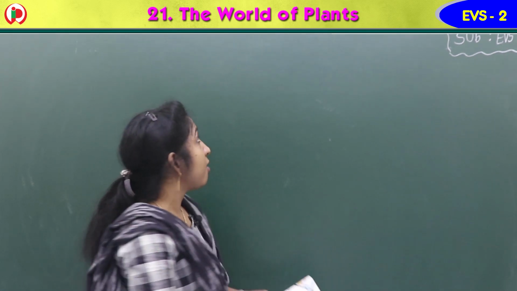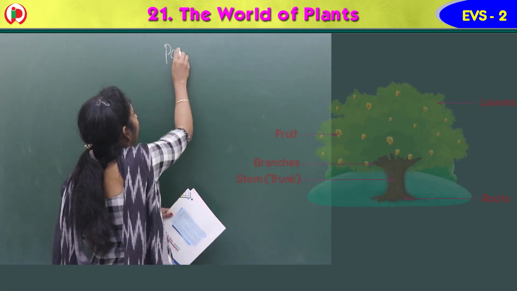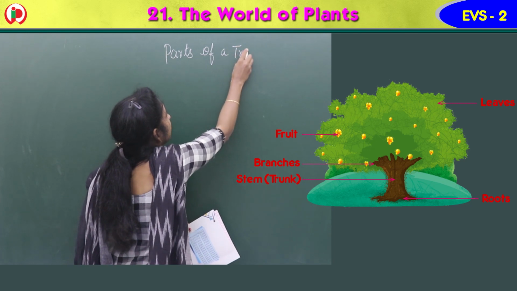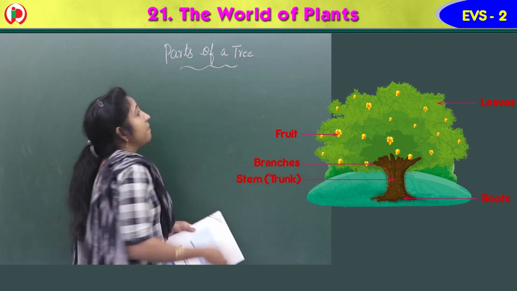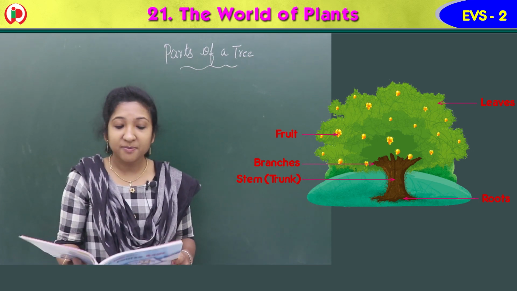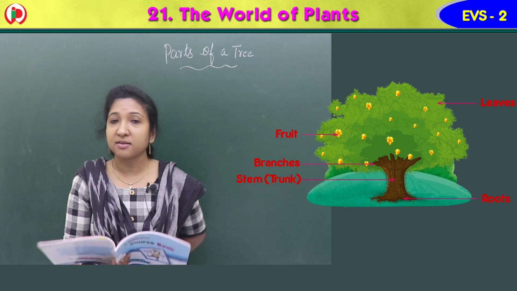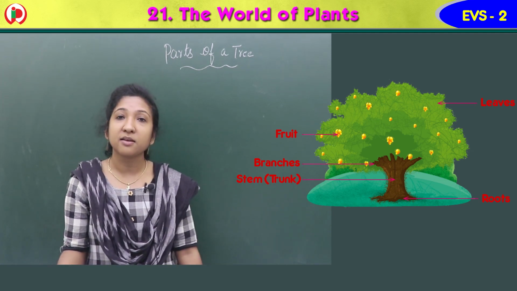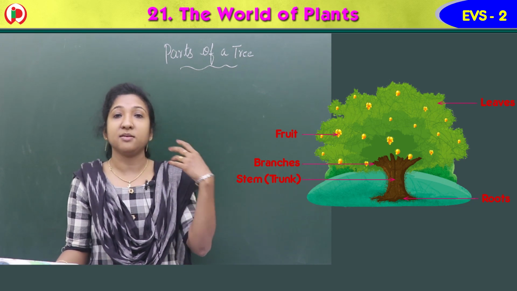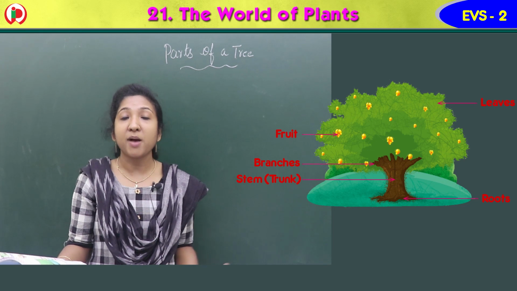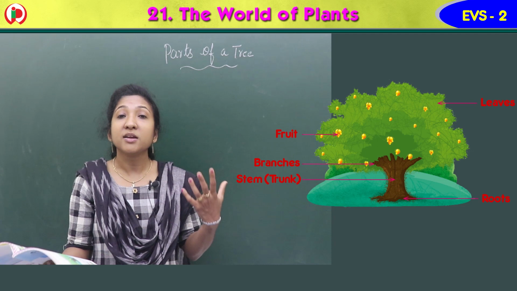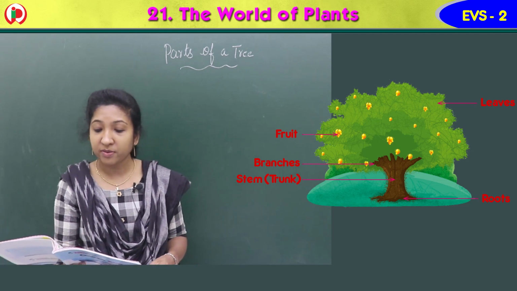Next we will learn about parts of a tree. Do you know that like us, plants also have different parts? We have different parts, isn't it? We have hands, legs, eyes, nose, etc. In the same way, plants and trees also have different parts.